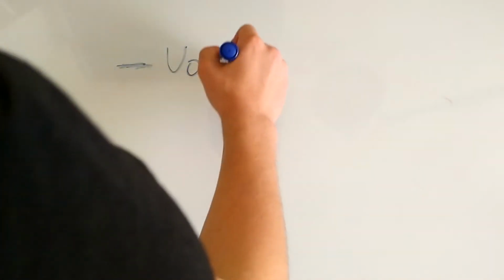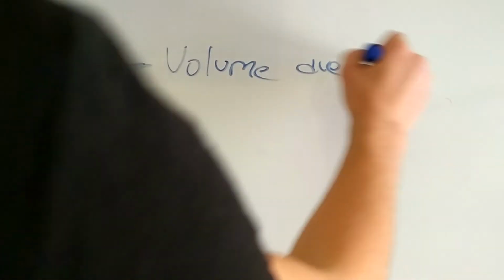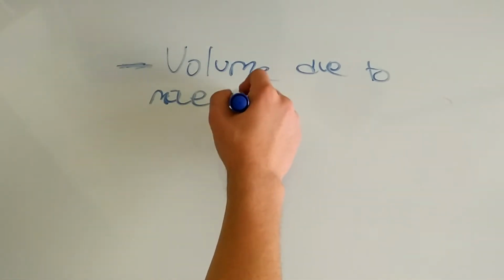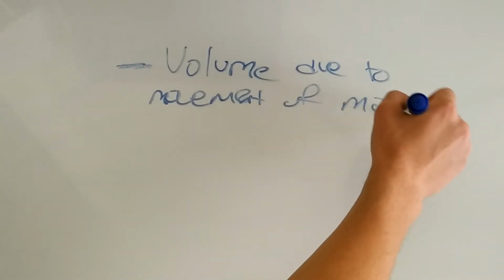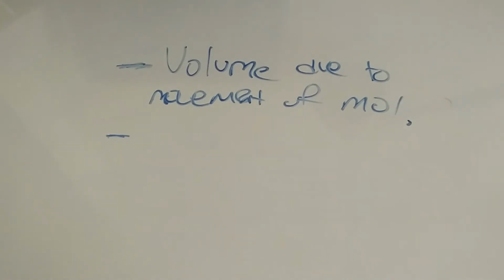Well, first of all, the volume of ideal gases is based solely on the movement of molecules, meaning that the volume of the molecules, or their size, compared to the volume of the container is basically negligible. So the only volume that ideal gases have is due to the movement of molecules. So, volume due to movement of molecules.